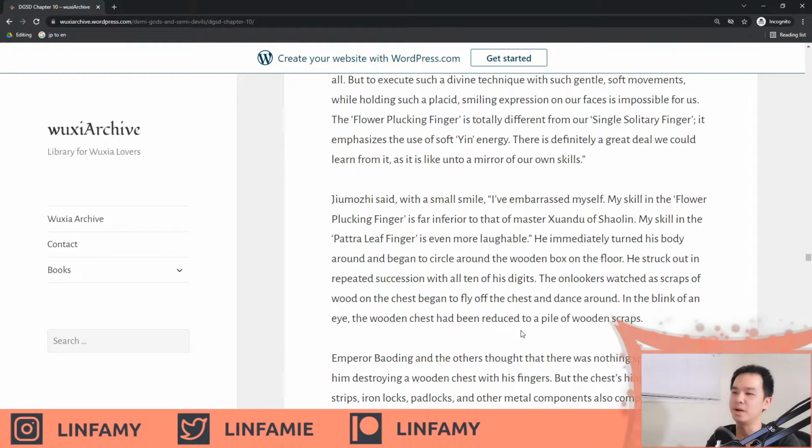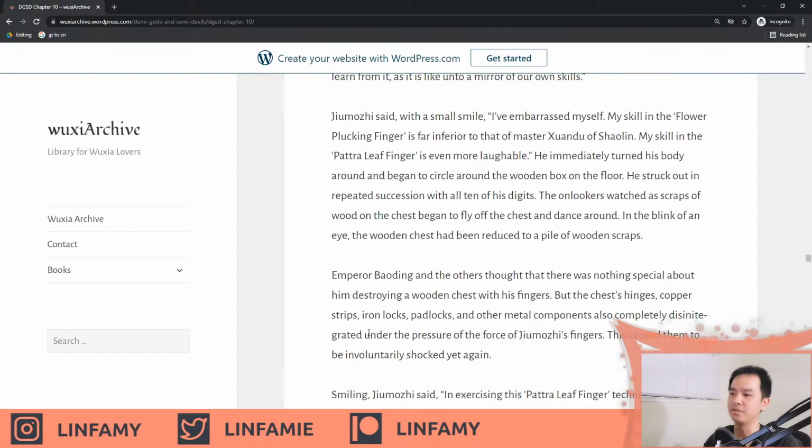He immediately turned his body around and began to circle around the wooden box on the floor. He struck out in repeated succession with all 10 of his digits. The onlookers watched as scraps of wood on the chest began to fly off the chest and dance around. In the blink of an eye, the wooden chest had been reduced to a pile of wooden scraps.